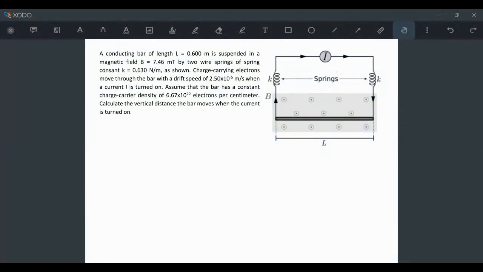So the question on the screen now says a conducting bar of length L, which is 60 centimeters, suspended in a magnetic field. We're given a certain magnetic field value, 7.46 millitesla.